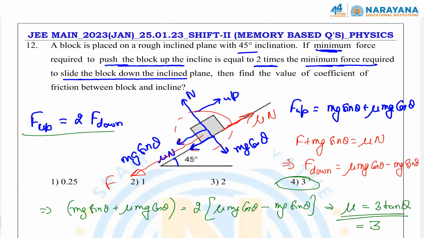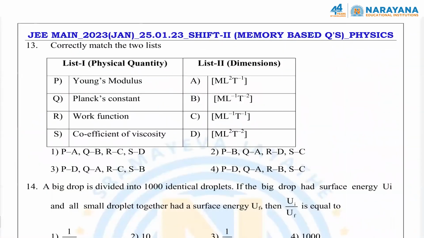Okay, let's move to the next question. Okay, so this question number 13 is about matching the dimensions. So let's match the dimensions. So I will look for the easiest one. First, work function is the easiest one. Work function is energy, minimum energy required.